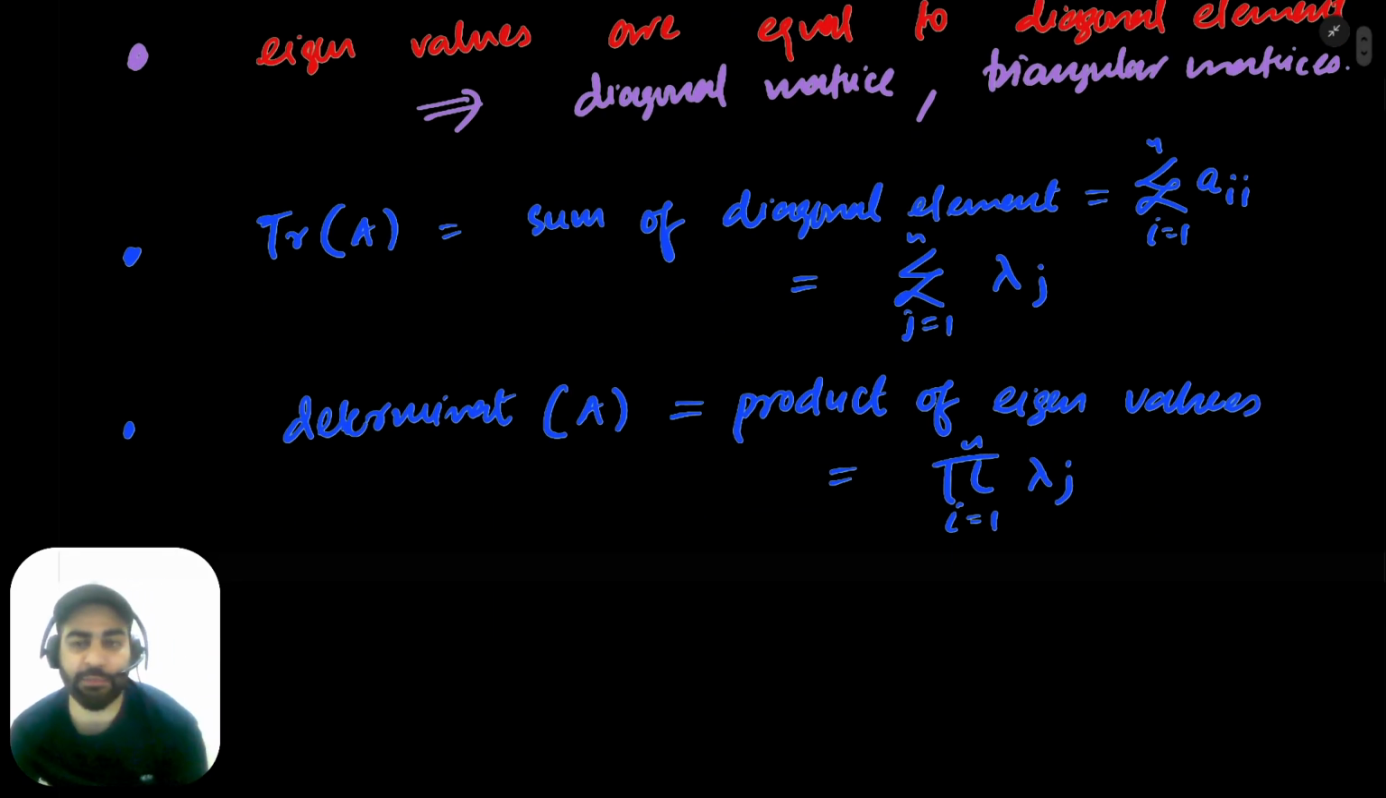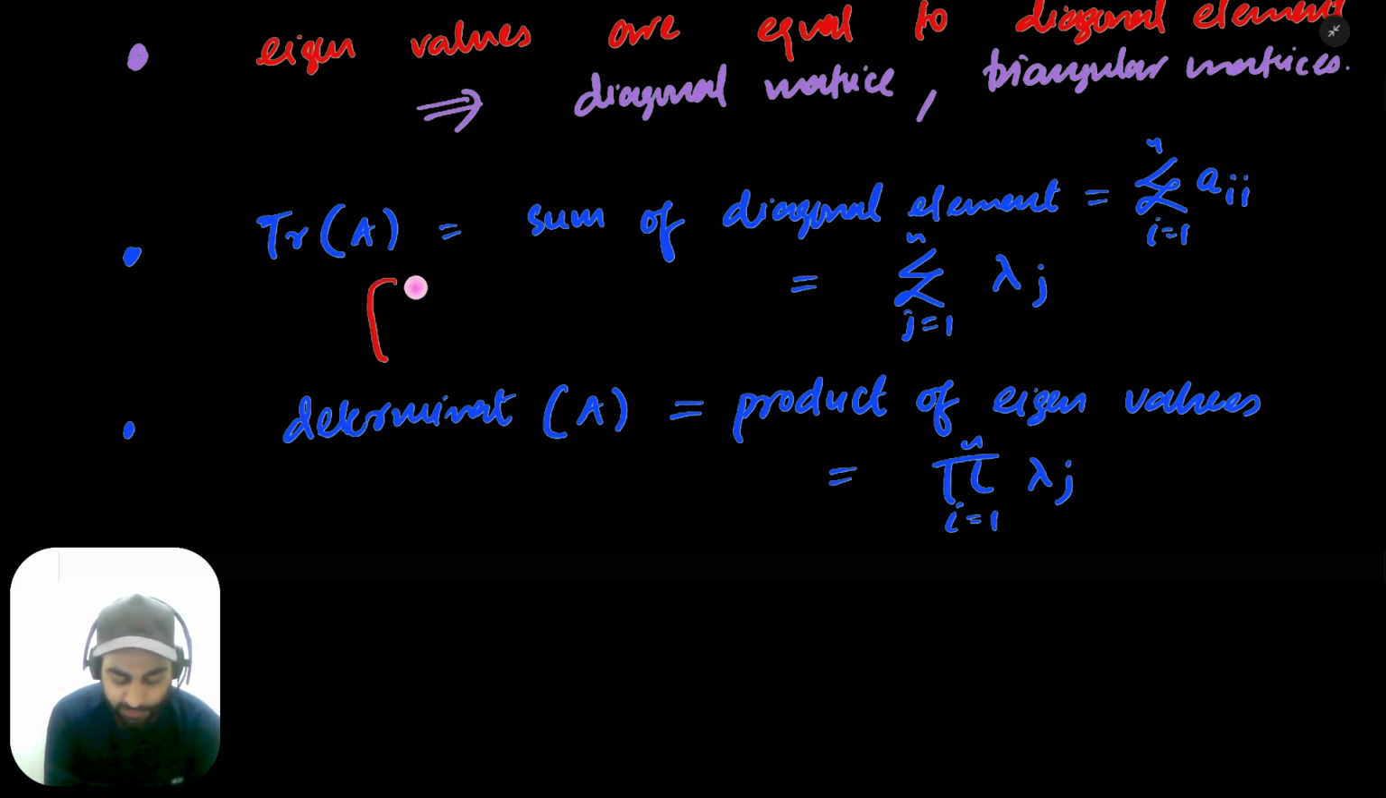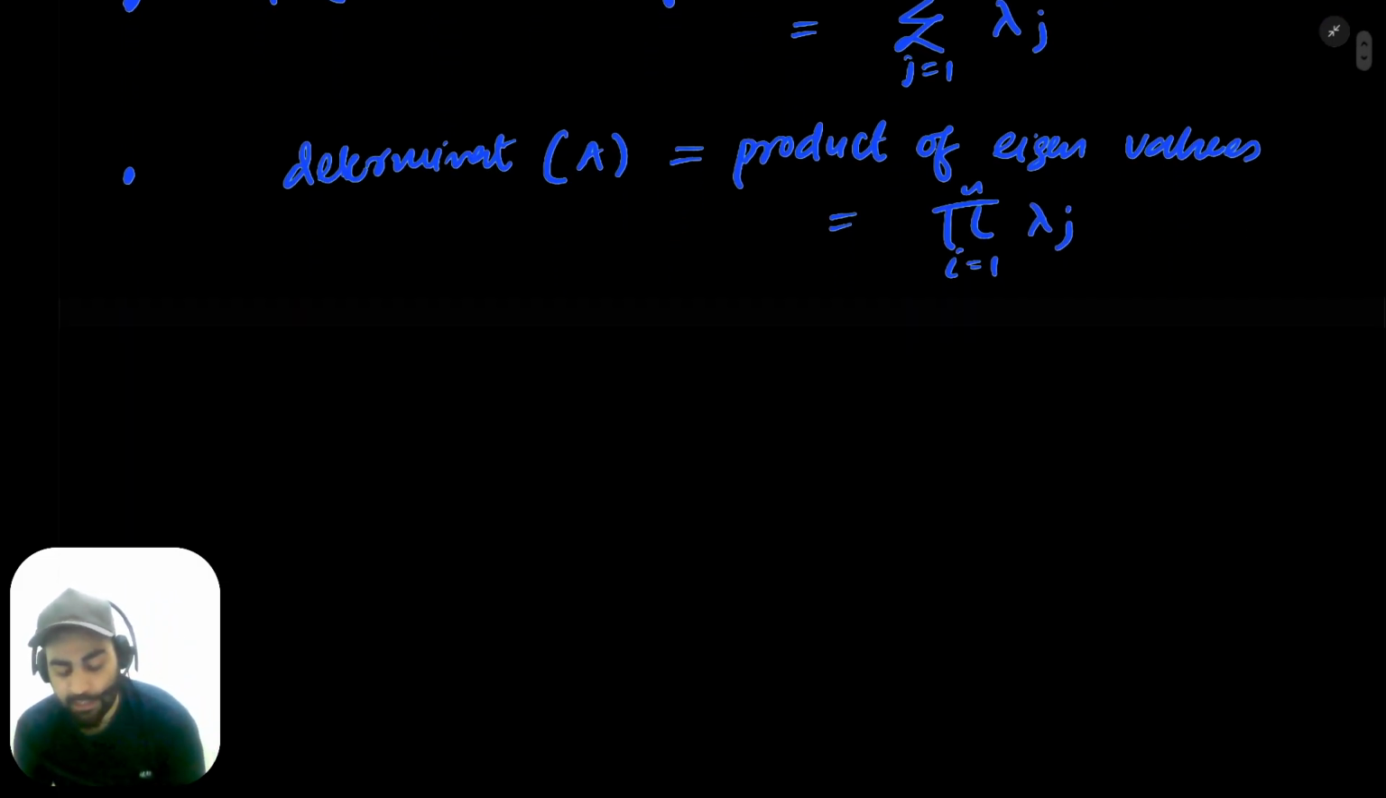Then we defined something called the trace of a matrix. The trace of a matrix is the sum of diagonal elements. If we have the matrix 1, 2, 3, 4, the trace here is 1 plus 4, so that's 5. So I said the trace of any matrix A is equal to the sum of diagonal elements, and that's also equal to the summation of the eigenvalues. And one more property is that the determinant of A is equal to the product of eigenvalues. Are these things clear so far?